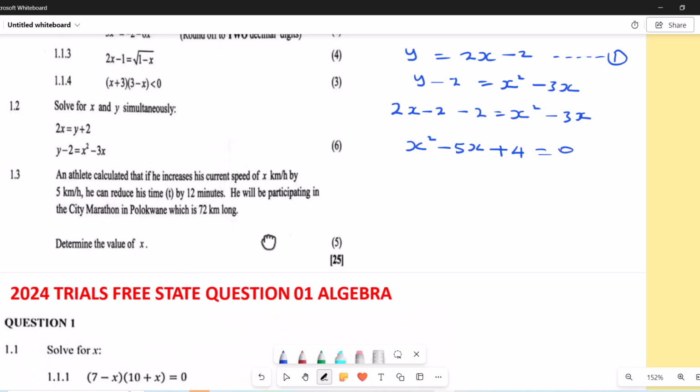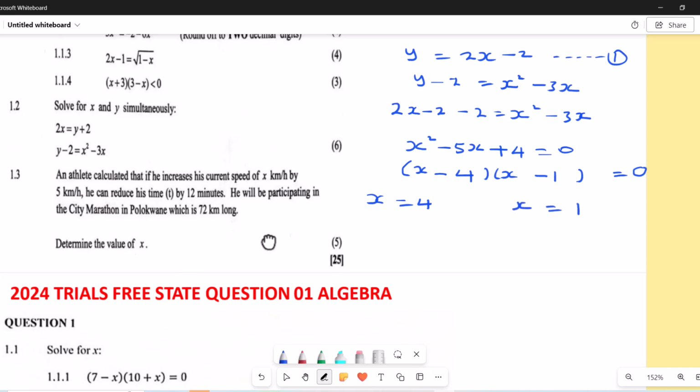So what are the factors here? I can see that because of the positive constant here, I'm going to have two brackets with the same sign, which must be like the middle term, minus here. So in this case, I'm going to have -4 and -1 here. So either x minus 4 equals 0, which gives x equals 4, or x equals 1. But don't forget this was simultaneous.